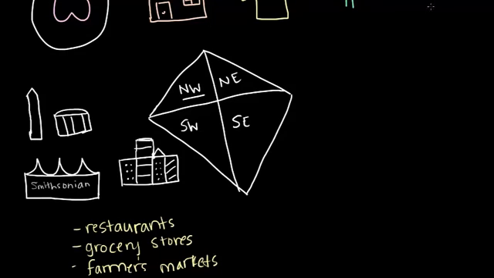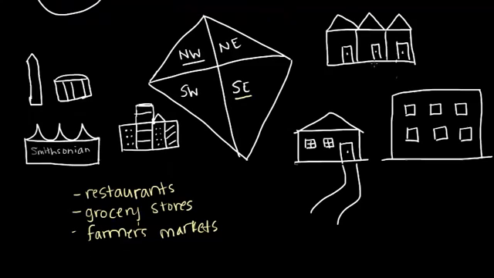Now, how does this compare to Southeast DC? Well, Southeast DC is primarily a residential area. This means that you have row houses, you have single family homes, and you have multi-unit apartments. Now, you would think when it comes to that it would make sense that you'd have even more restaurants, grocery stores, and farmers markets in Southeast.